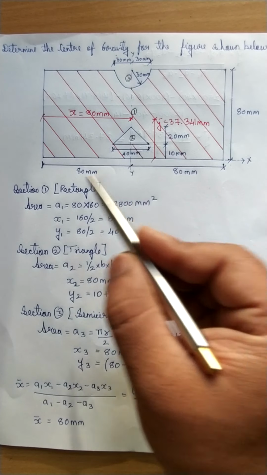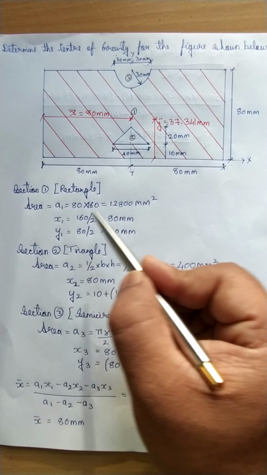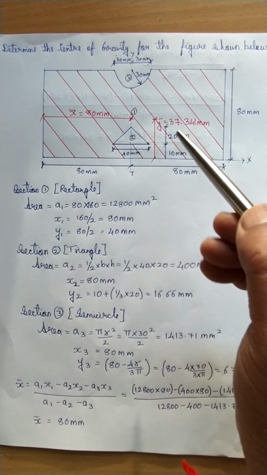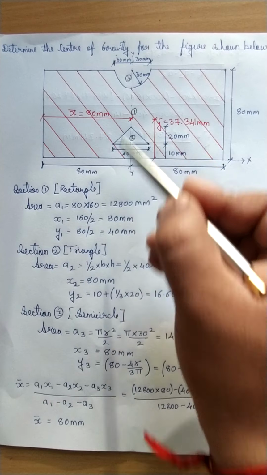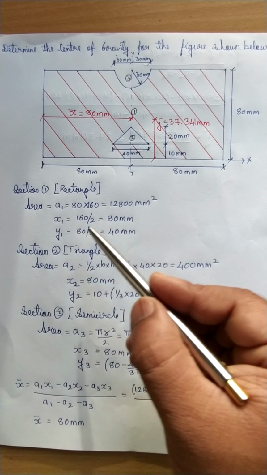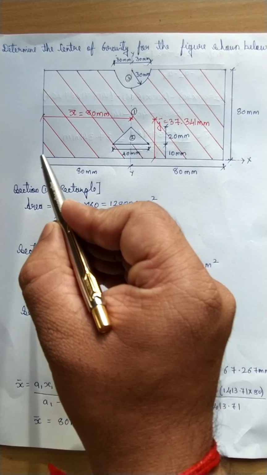So let us start. Section 1, which is a rectangle. Area is 80 by 160. So much is the area. So x1, the CG of a rectangle will lie at the center. So it will be 160 divided by 2, 80 mm. y1 will be along the y direction. So it will be 80 divided by 2, 40 mm. Again here the x reference we have taken as left bottom itself, that is this.